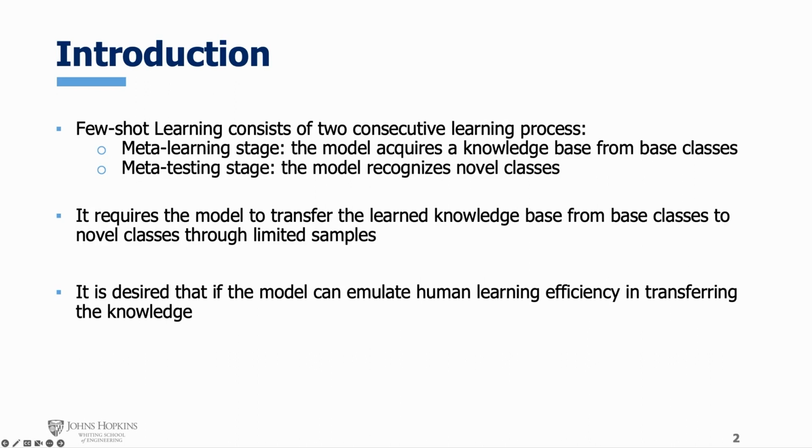It consists of two consecutive learning processes. The first one is the meta-learning stage, where the model acquires a knowledge base from the base classes, and the second is the meta-testing stage, where the model recognizes novel classes. It requires the model to transfer the learned knowledge base from base classes to novel classes through limited samples. Thus, it is desired that the model can emulate human learning efficiency in transferring knowledge.